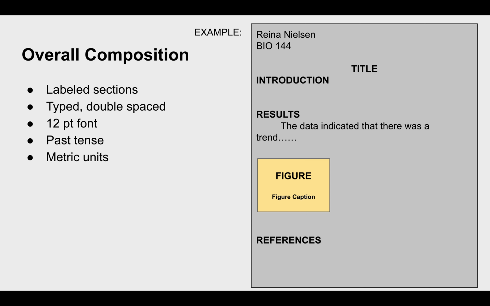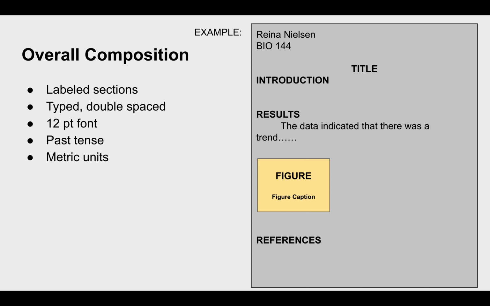As far as overall composition, I'm going to be a little less picky with this. But I do expect some labeled sections. So have a title, have a section labeled introduction, and then your paragraph of an introduction. Have the section labeled results, and then your paragraph or 2 of the results, right? References, long form, cite your references, but also make sure to cite them in text.